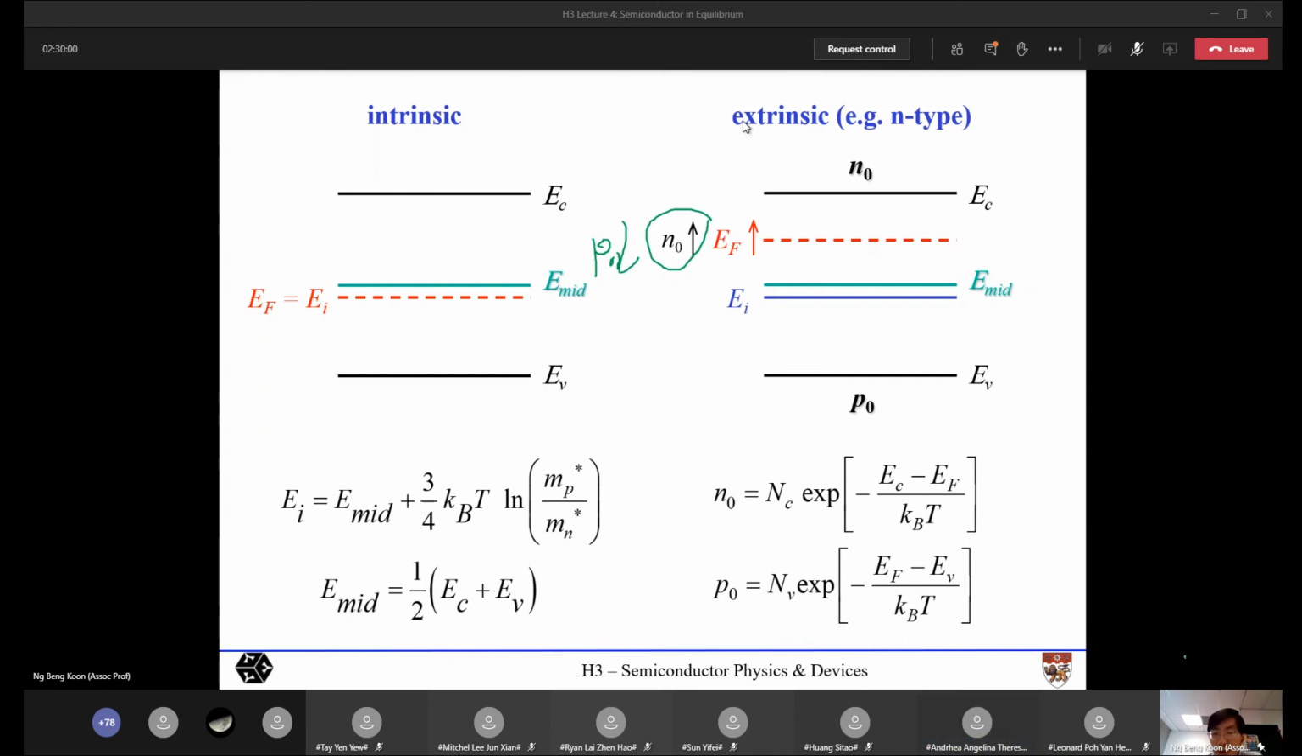Okay, so you can actually tell from this expression here, right? And conversely, if you consider the case where the Fermi level goes downwards, closer to the valence band edge, then you will see the opposite trend for the N0 and P0. N0 will actually drop, and P0 actually increases. Okay, so this is what you can see from the equation. All right, so that's what we can infer so far from the equations that we have.